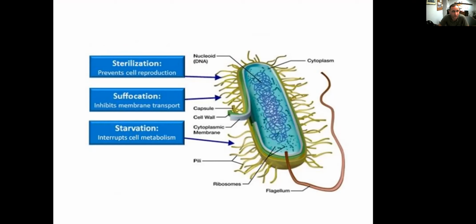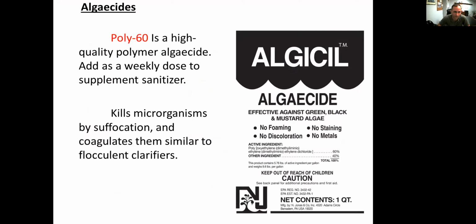Other ways that algicides work is sterilization, by preventing the cell from reproducing, growing, and starving it, which I guess is similar to suffocation. It'll also starve it by preventing metabolism. So every different algicide might work a little bit differently, and sometimes if you hit it with two different kinds, if you have a bad problem, like a metal-based one and a polymer one, it'll work even better than just using one of those.